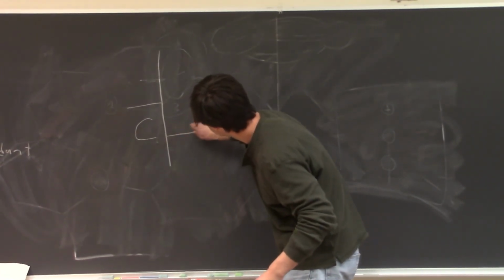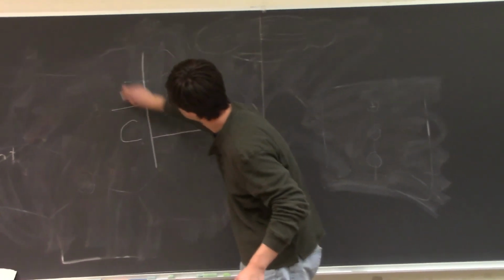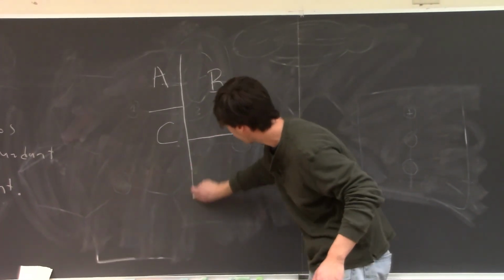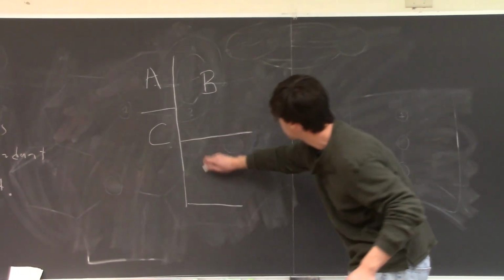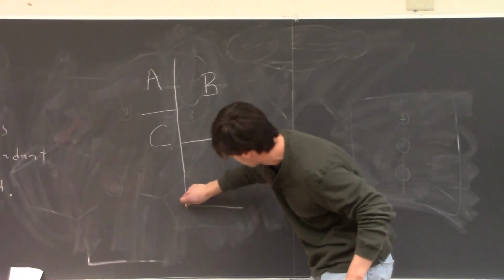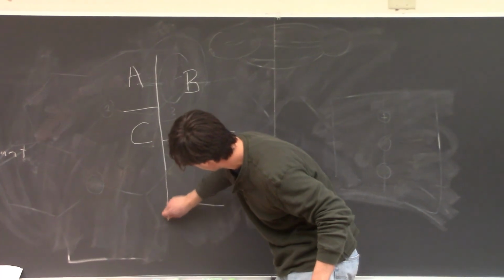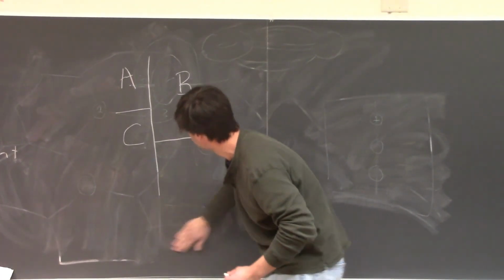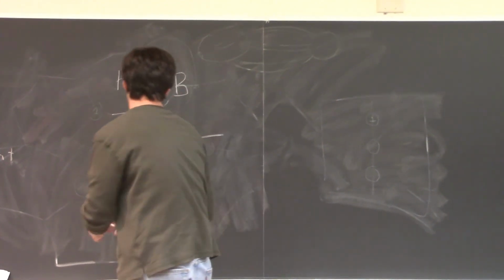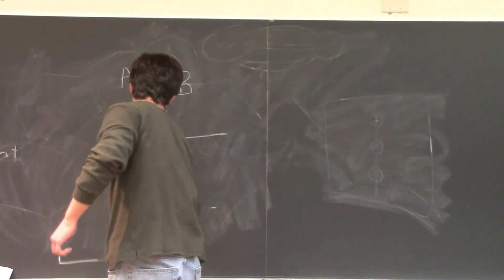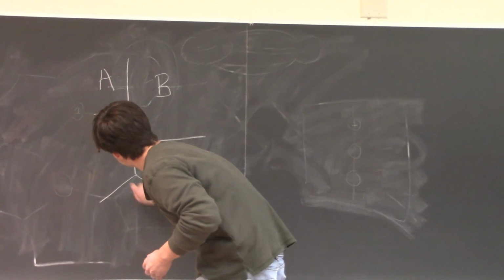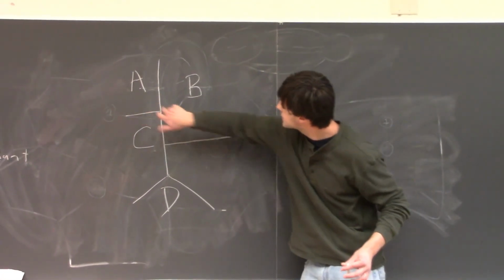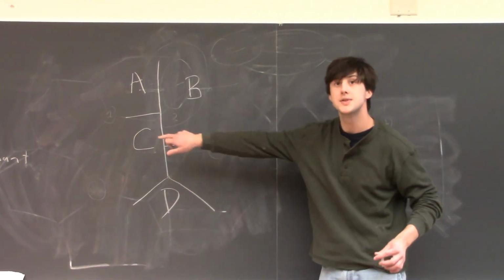I have something that looks like this. I have a region A, a region B, and then some other region down here, and some region D. So we're just assuming there are 4 distinct regions around region C.